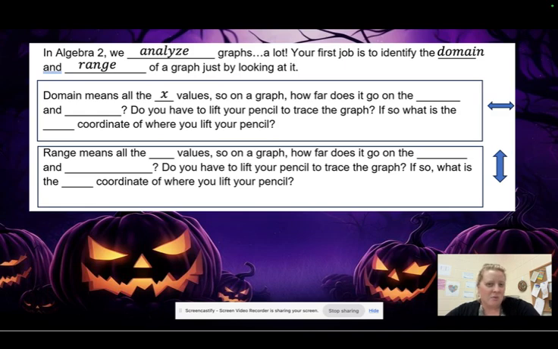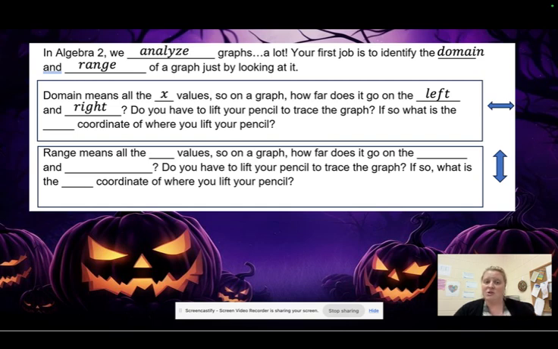Some things you can do to help yourself beforehand is remember that domain means x. And x values take place on the x-axis, and the x-axis goes sideways. So when you're looking for domain, you want your eyeballs to be moving left and right. Not up and down, just sideways. I want to know where's the left endpoint and where's the right endpoint. I don't care about all the stuff in the middle, I just want to know about the ends, okay?